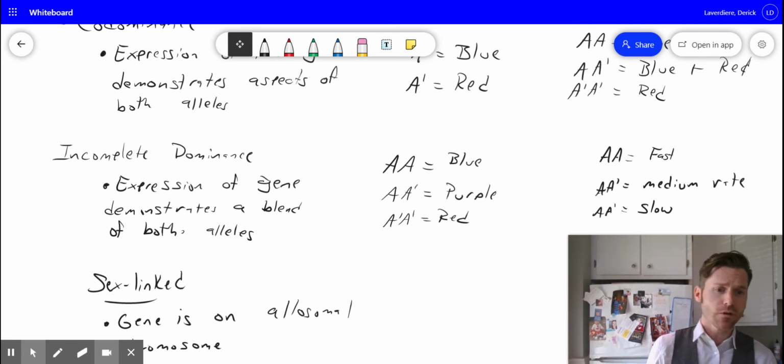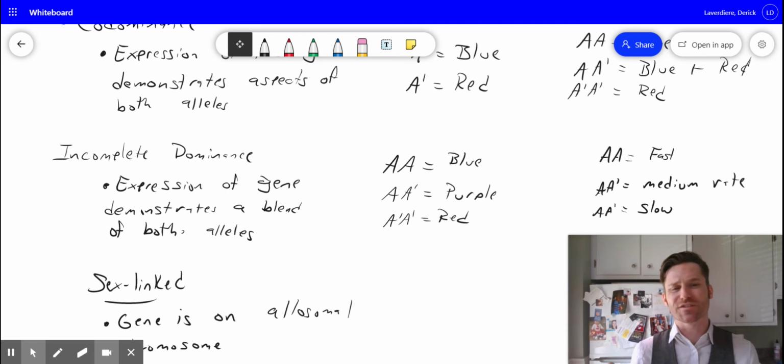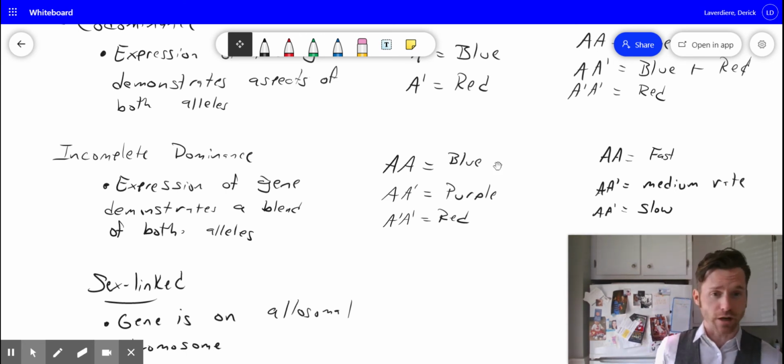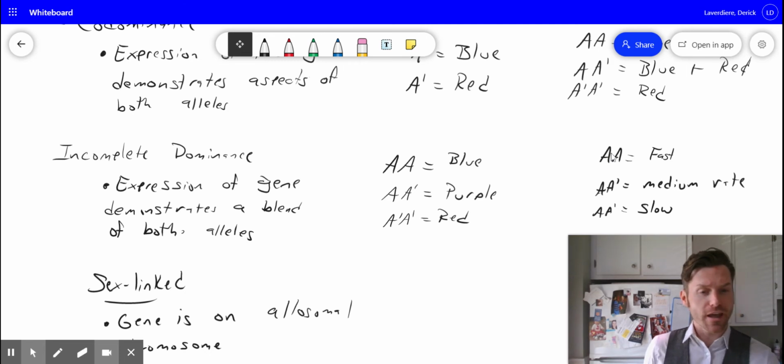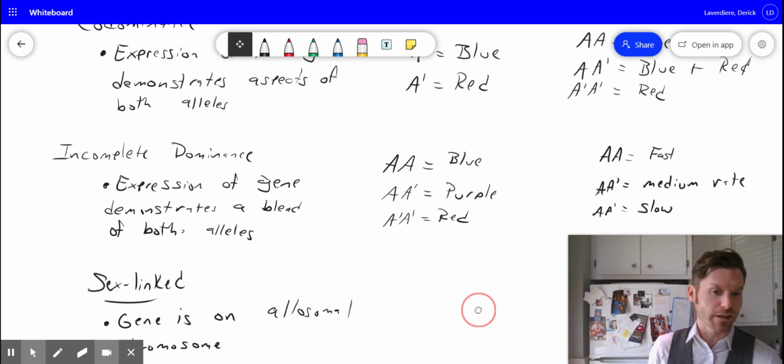Okay. This also works with other traits. Like this isn't all just color stuff, right? This isn't all just stuff you can see. Right? So maybe this is enzyme rate, right? And so big A homozygous is fast. Big A prime homozygous is slow, okay? And a heterozygote organism is going to be a medium rate. If I blend fast with slow, it's medium. Okay? Incomplete, blendy blend.